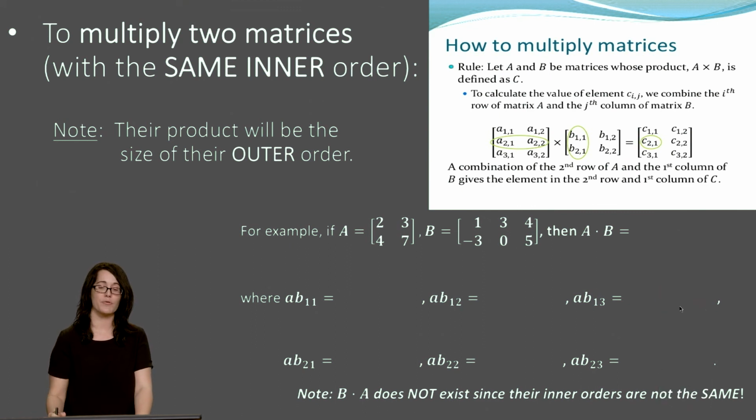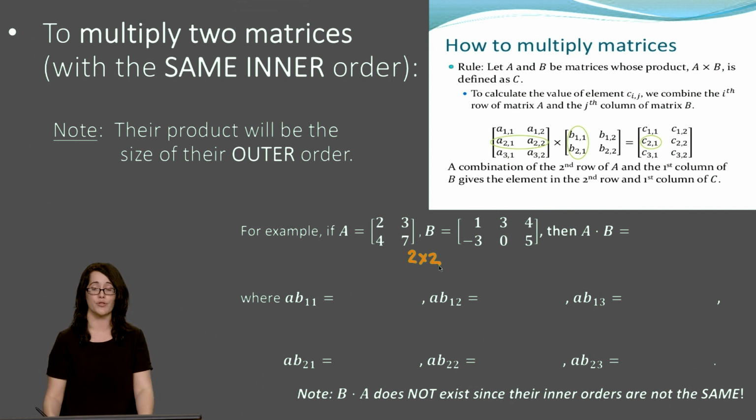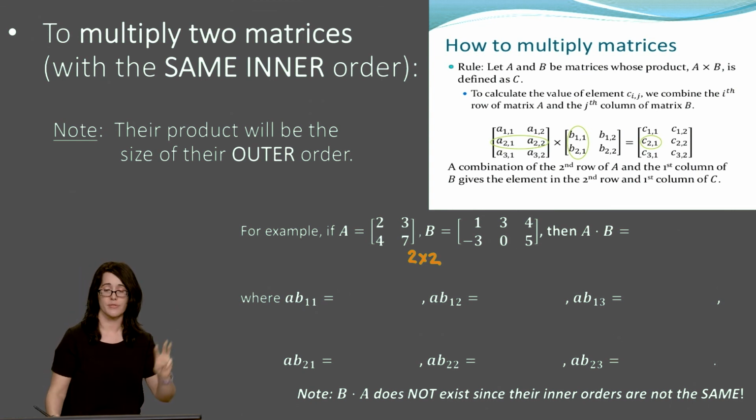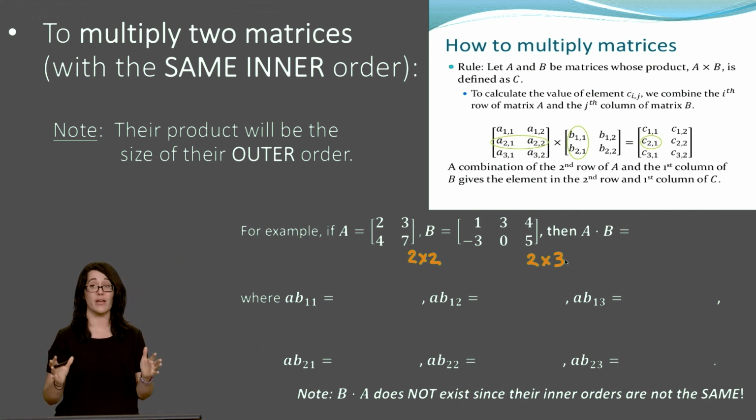So let's suppose we have matrix A that has 2 rows and 2 columns. So it's a nice 2 by 2 matrix with row 1, 2, 3, and row 2, 4, 7. And we have matrix B provided for us with, again, 2 rows but 3 columns. So it's a nice 2 by 3 matrix. I always recommend to students to write down the size of the matrix to the bottom right of each matrix so that you can visualize what's going on.